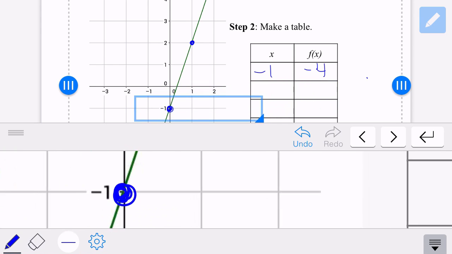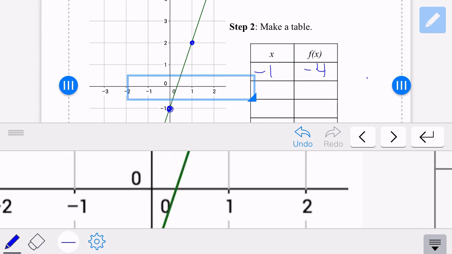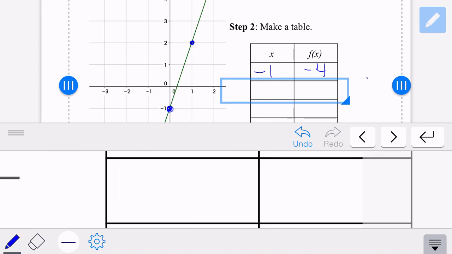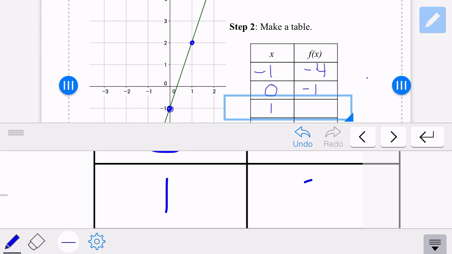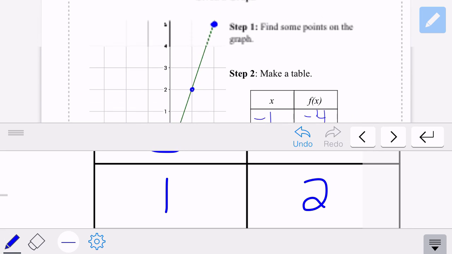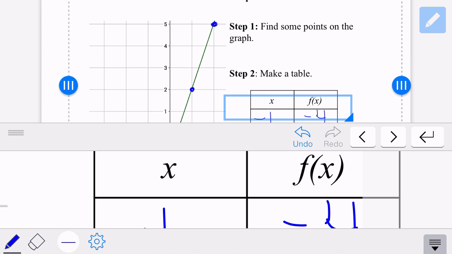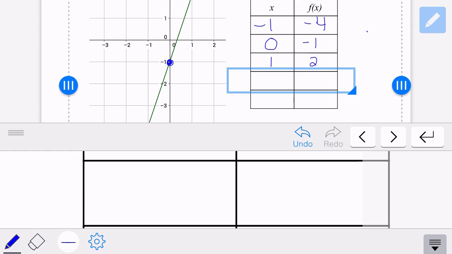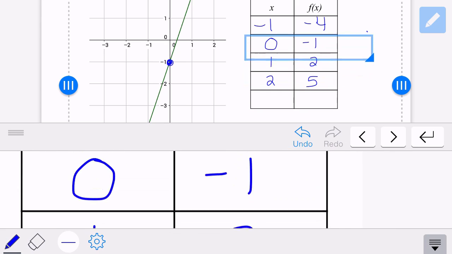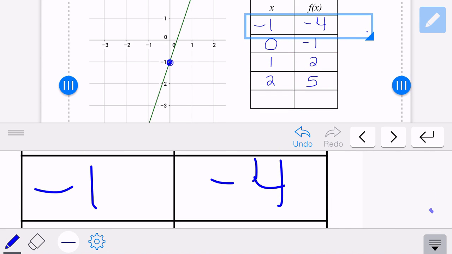All right, the next one we had was right here. What's my x value here? Should be 0. I'm going to put that in, and then it's down at -1. Okay, next one is at 1, 2. And then that last one there is at 2, 5. Okay, so we didn't quite fill the table. That's all right.